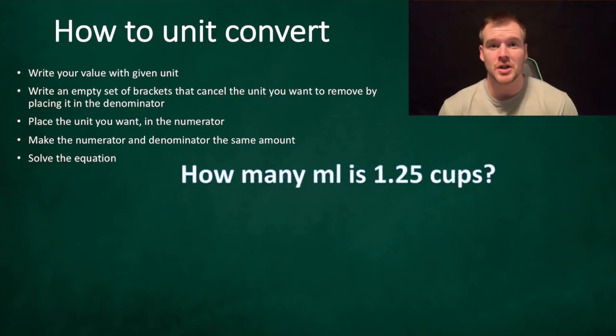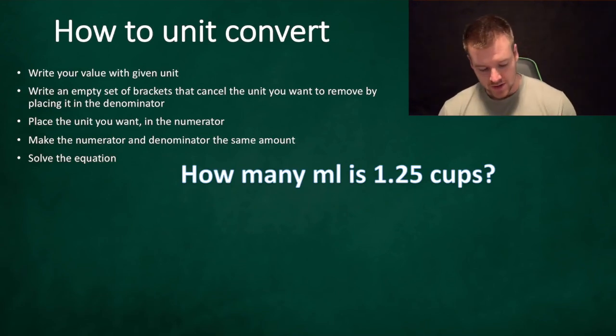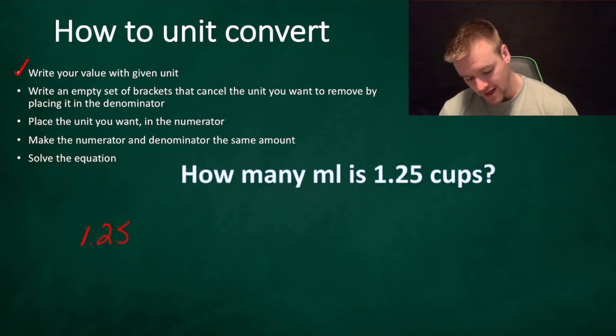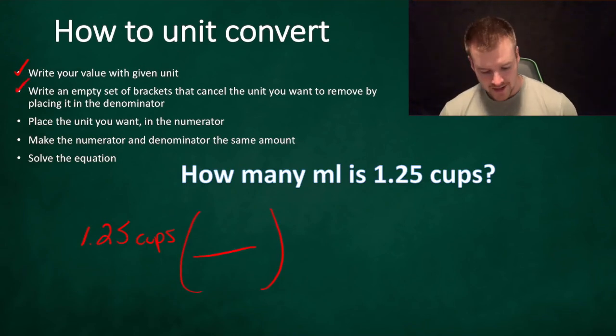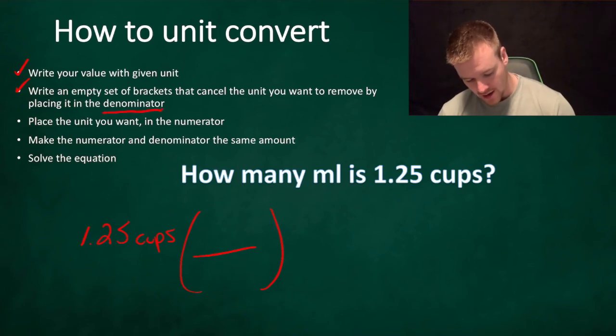Okay, so this next one is a little bit trickier. This might be used for baking or cooking. How many milliliters is in 1 1/4 cups or 1.25 cups? We'll start with the given unit, 1.25 cups. All right, and then next we have to do an empty set of brackets. So I'm going to put it like that. And we're going to put the unit that we want to cancel, one we want to get rid of, in the denominator. So I'm going to put cups right there.